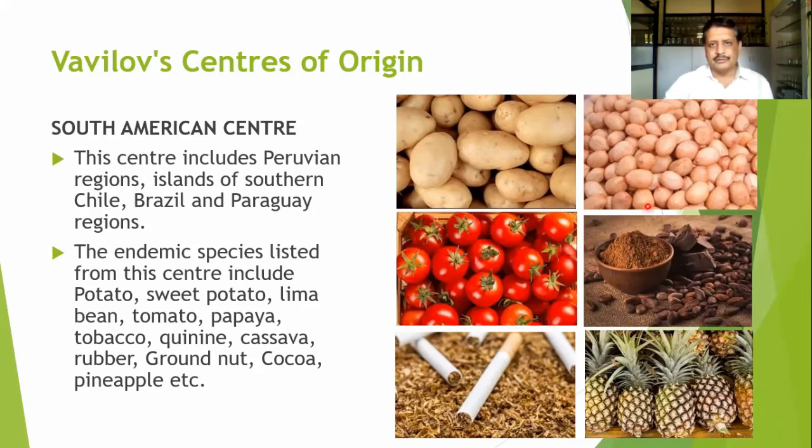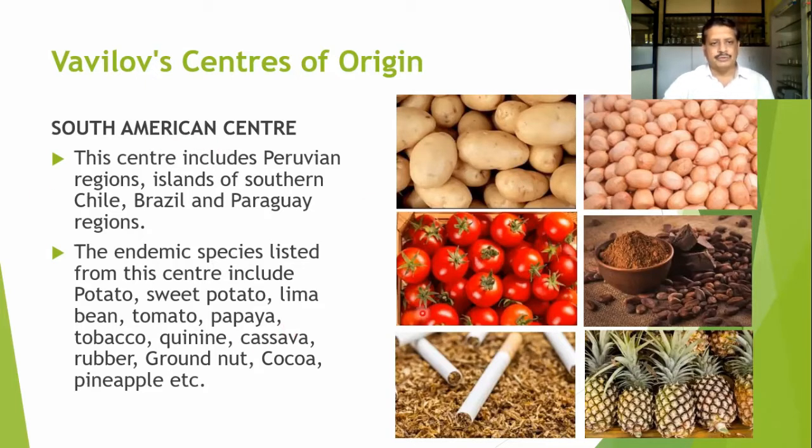Then another center is the South American center, and this center includes the Peruvian region. So here the Peruvian region, islands of southern Chile, Brazil, and Paraguay regions are located where we can find the South American center. So it is having some of the common food plants where we can include the potatoes, which is common in every vegetable in India. So this potato actually originated from the South American center.